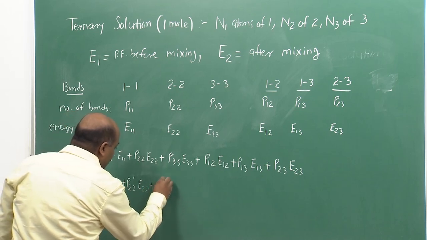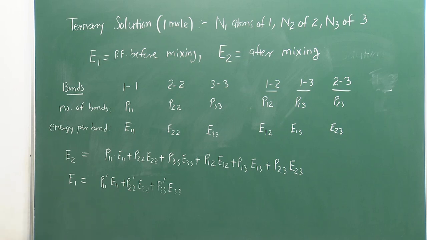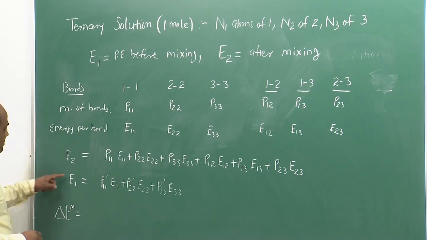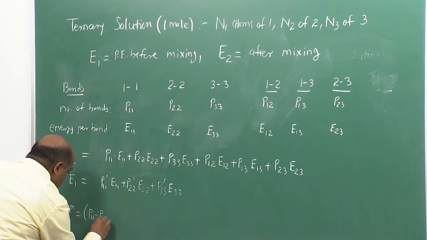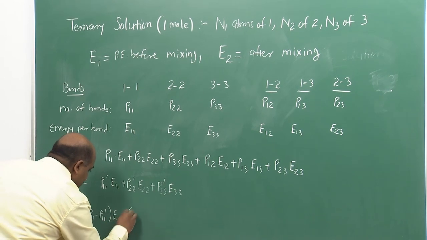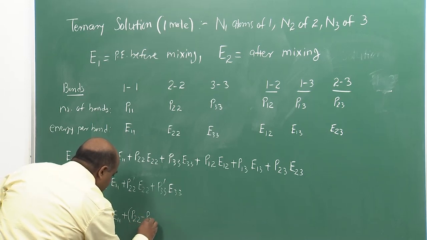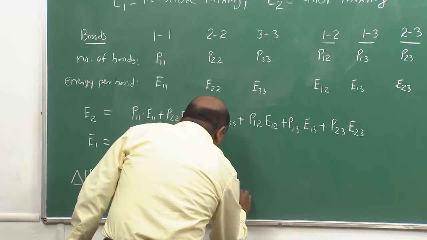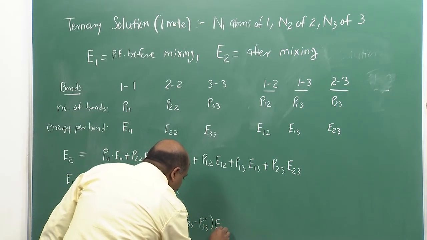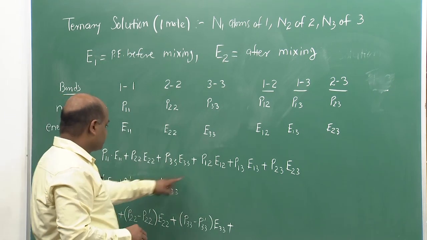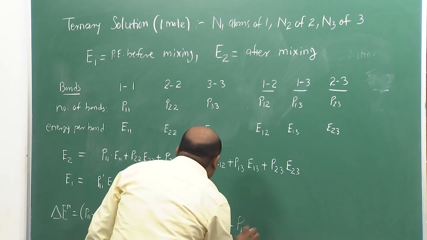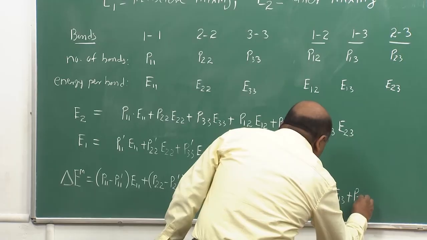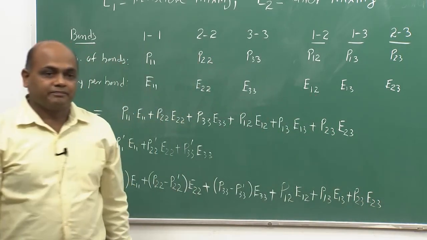E22 plus P33 prime E33. And so, delta EM we can write as E2 minus E1, that will be P11 minus P11 prime times E11 plus P22 minus P22 prime times E22 plus P33 minus P33 prime times E33 plus the terms related to dissimilar bonds, P12 times E12 plus P13 times E13 plus P23 times E23.